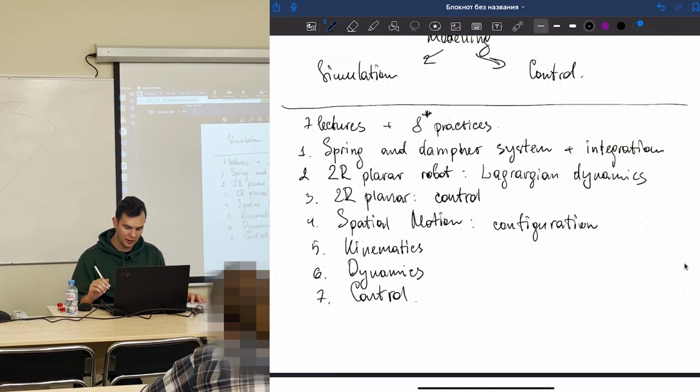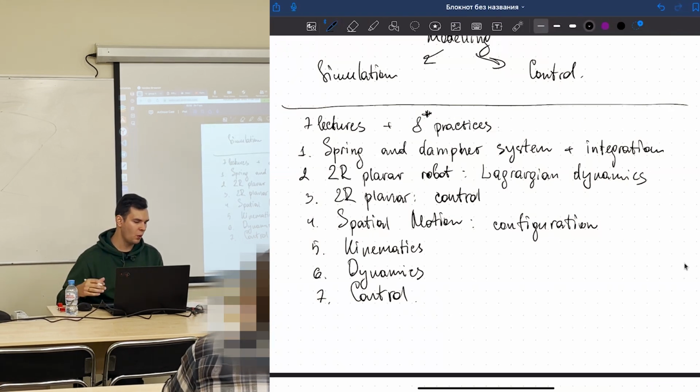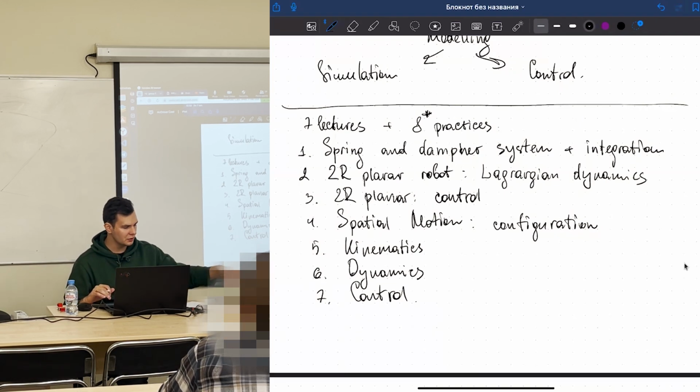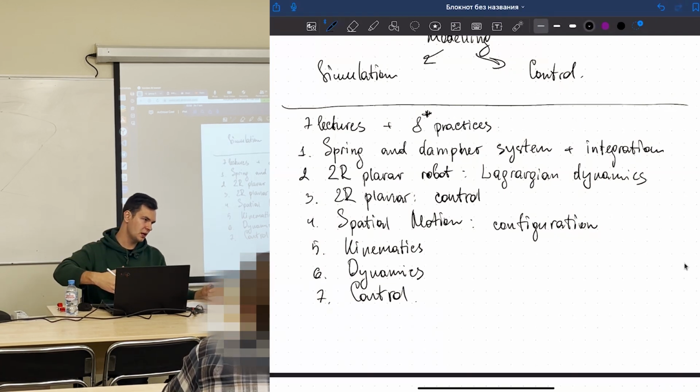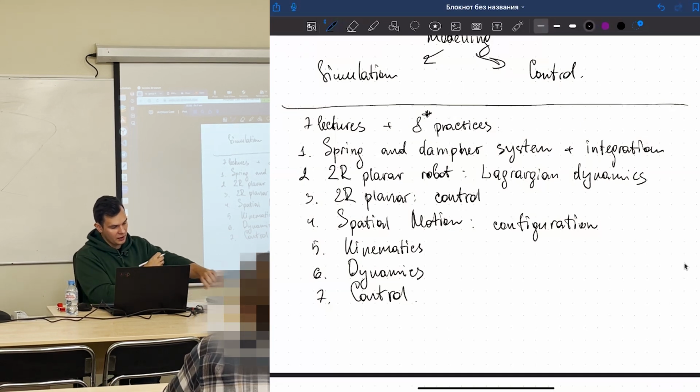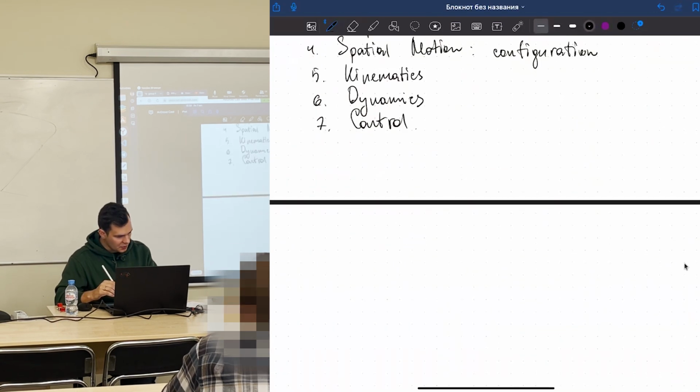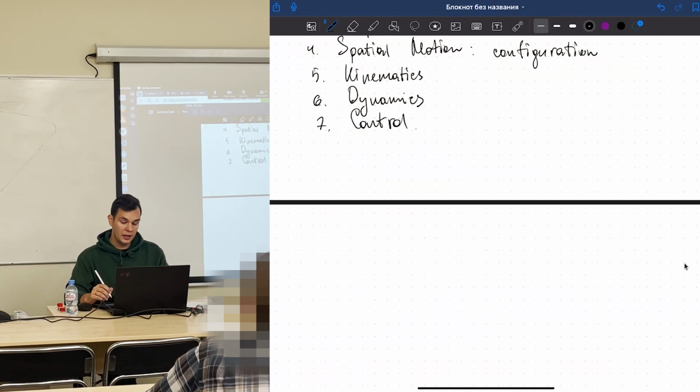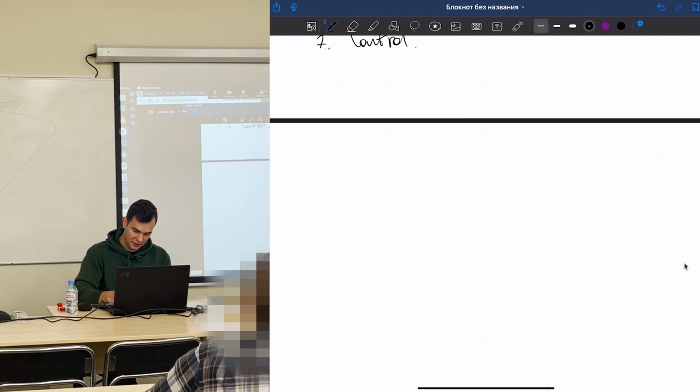At least it is planned. Maybe we'll stop somewhere around kinematics. We're going to work at our own pace. And the rest of the material you will cover by yourself, or you can watch videos from previous years. So the lecture material is pretty much the same, but I would like to just give it in a different manner. And then practice.